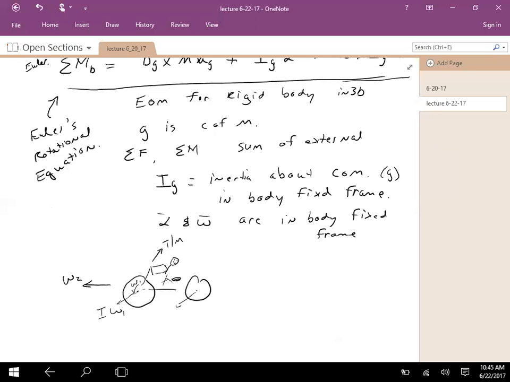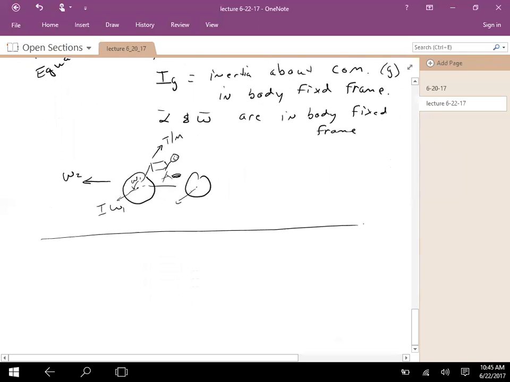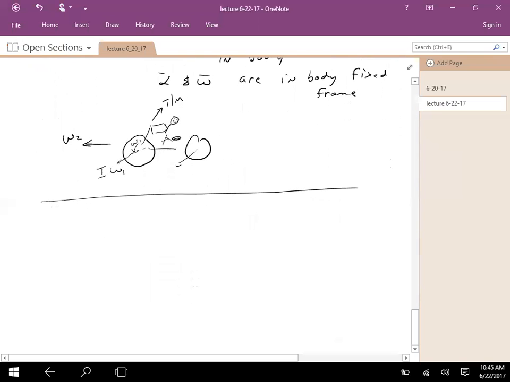Okay. Euler's rotational equations. Probably should have paused the recording for that.